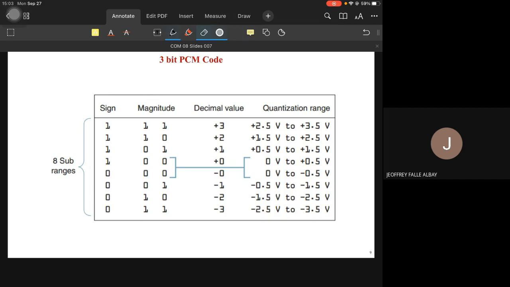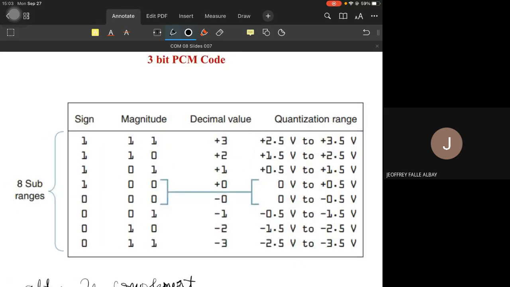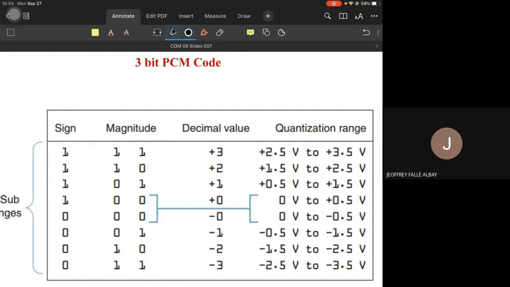Like for example, two's complement. This is an alternative. I guess a much better system. Two's complement. Just remember this term, two's complement. It is an alternative to this type of system, the sign magnitude system.